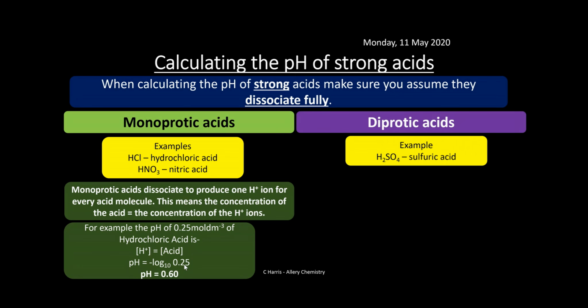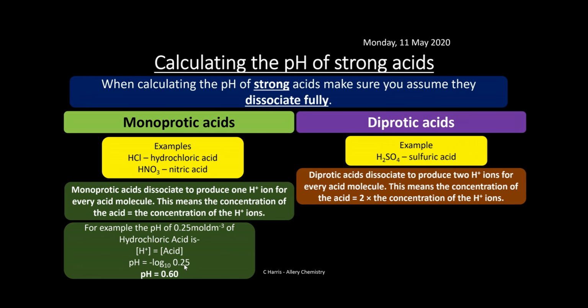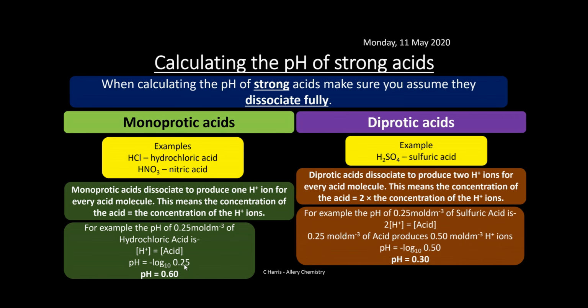So diprotic acids, for example, sulfuric acid, H2SO4, produce 2 H plus ions for every acid molecule that we have. So it means that the concentration of H plus ions is 2 times the concentration of the acid. So let's look at an example.